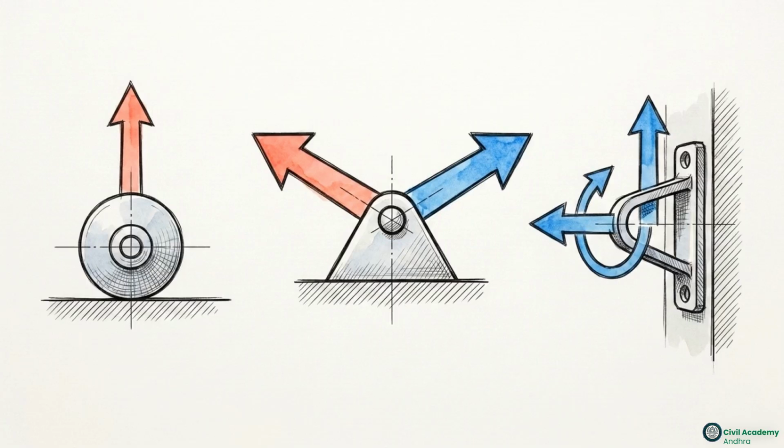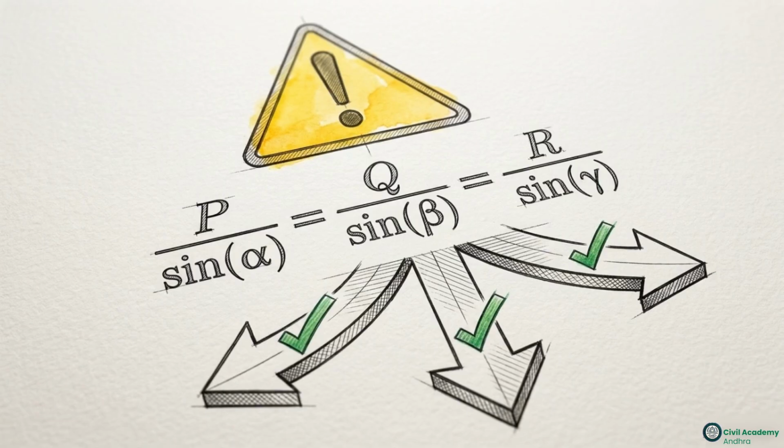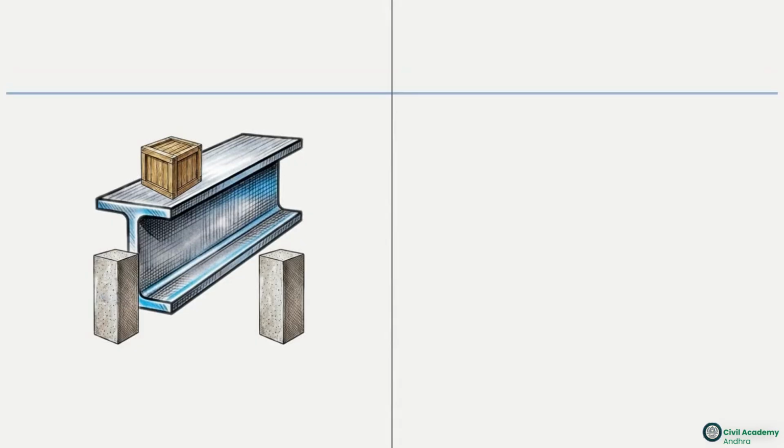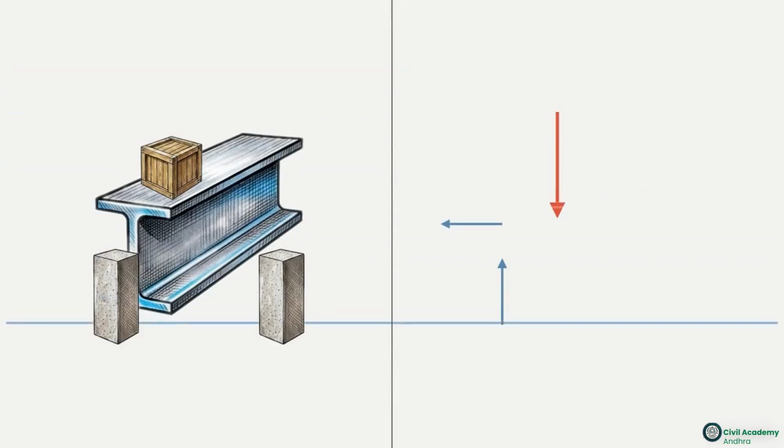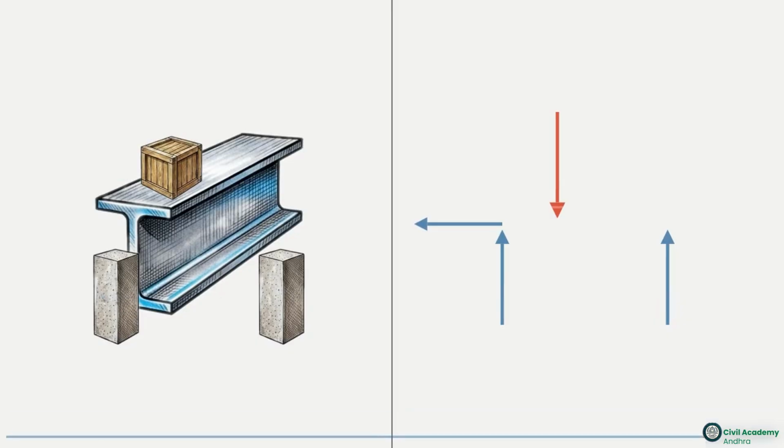To summarize, remember your support rules: 1 arrow for rollers, 2 for pins, and 3 for fixed supports. And if you use Lami's theorem, verify that every force vector points away from the node. Successful structural analysis depends on the diagram that precedes the math. When you accurately translate physical constraints into vector arrows, solving for equilibrium becomes a simple exercise in balancing equations.